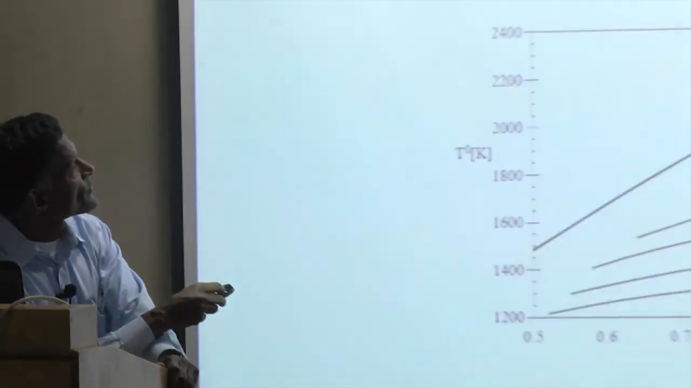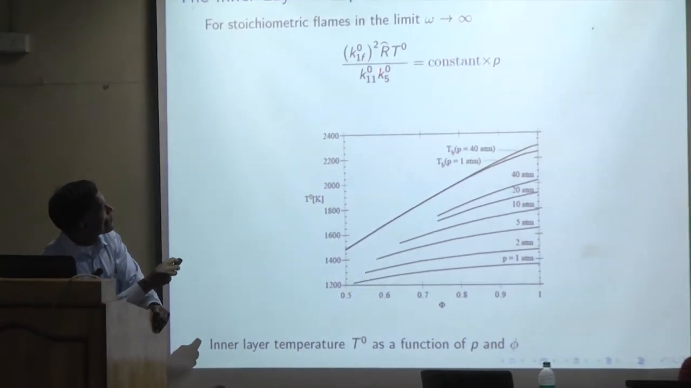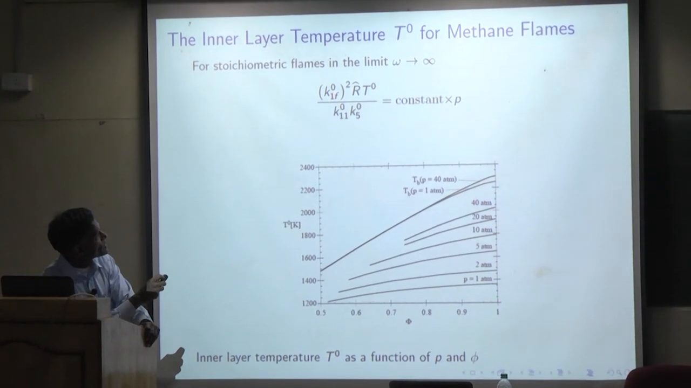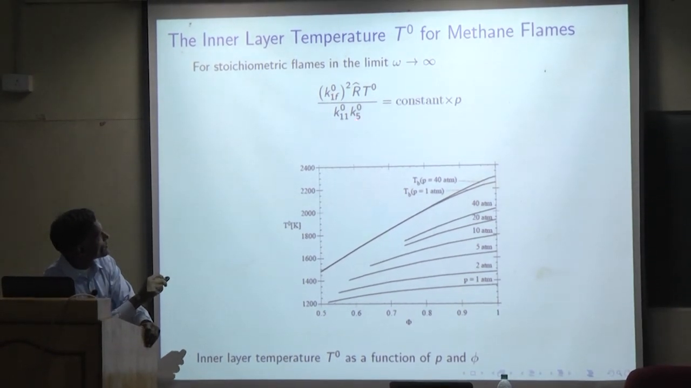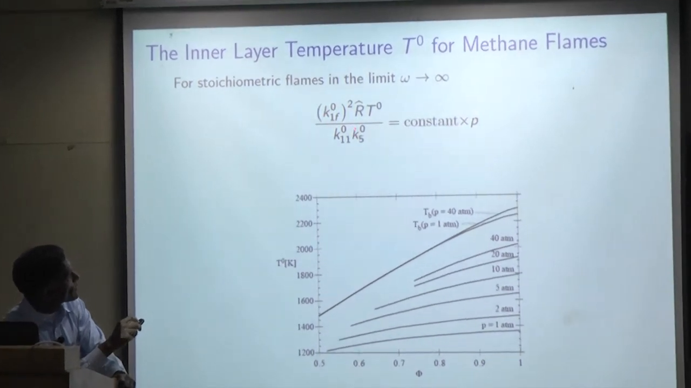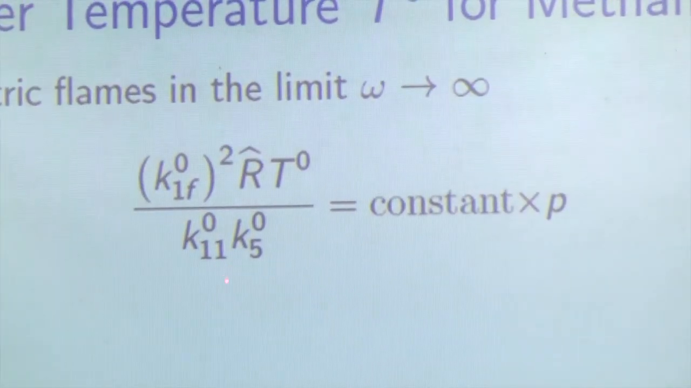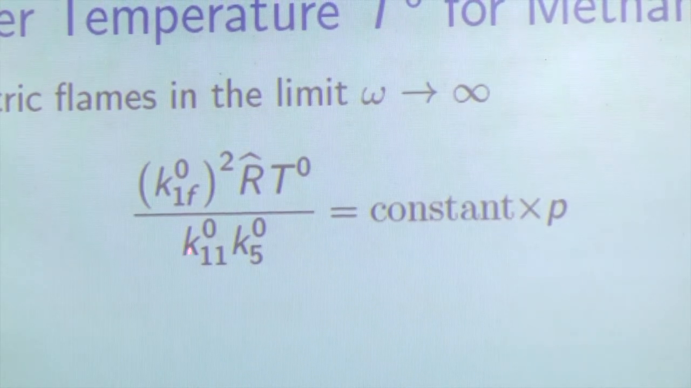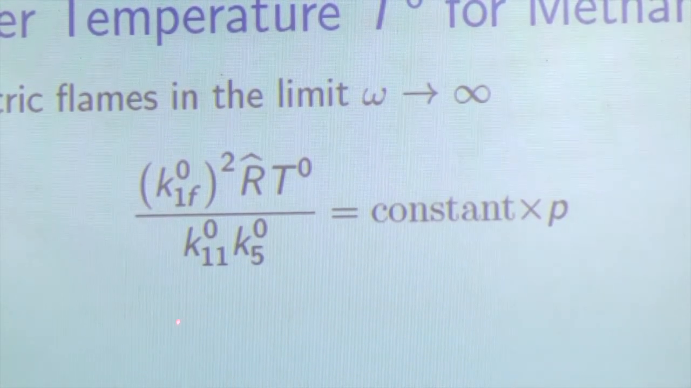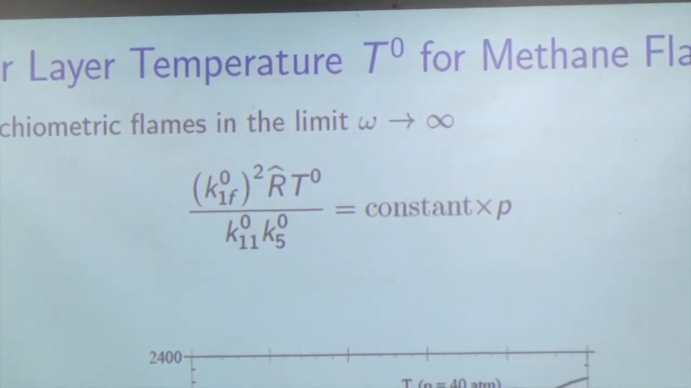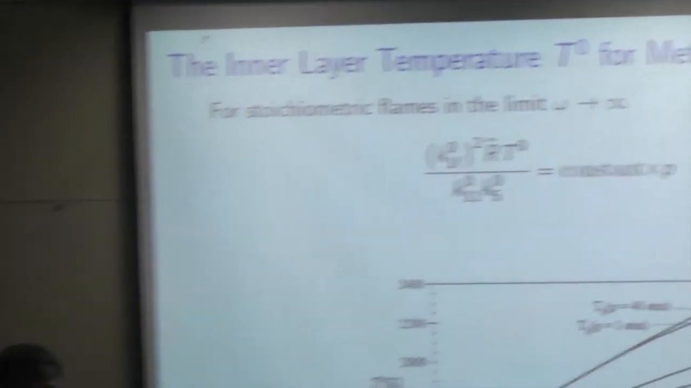The point here is that the crossover temperature is given by this expression. You can see that this is a chain branching step, and this is the H plus O2 reaction. These are the same. The only thing that is different for different fuels is this one. This is for a methane flame. If you put this rate constant for a different fuel, you will get a different crossover temperature. That's the best I can tell about it.